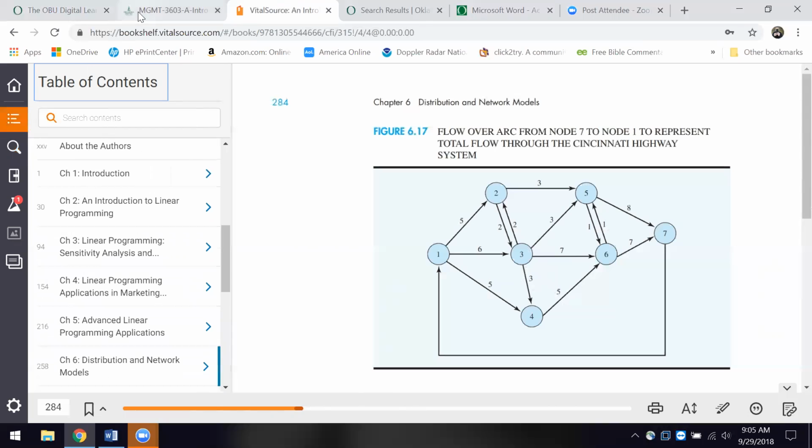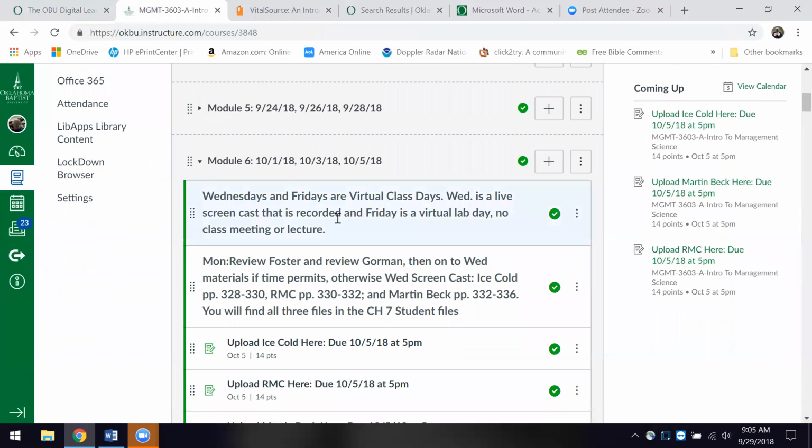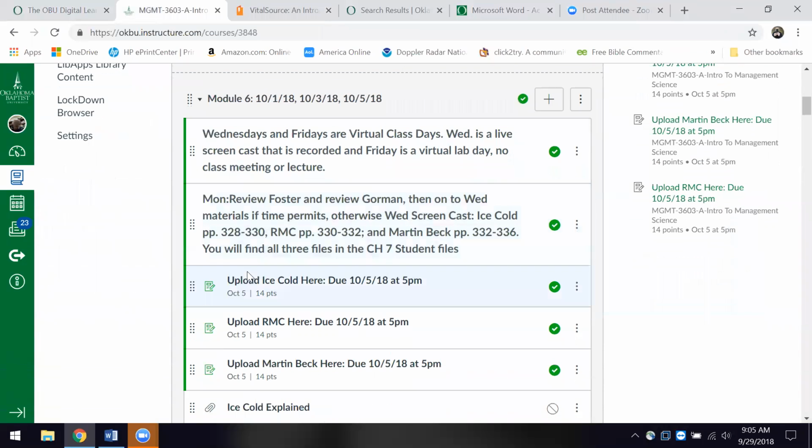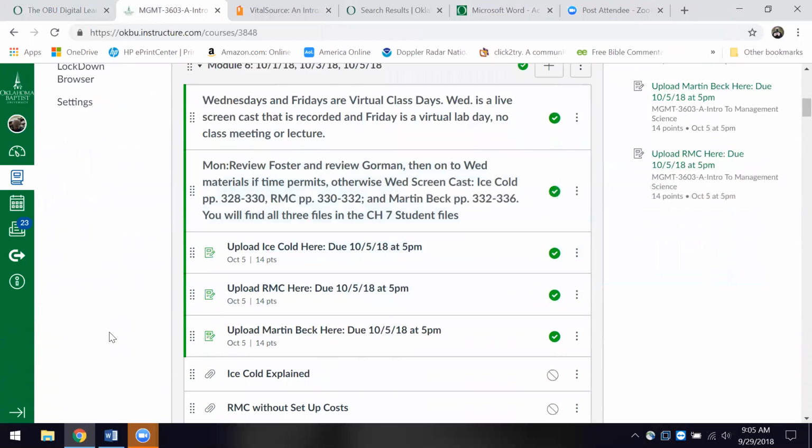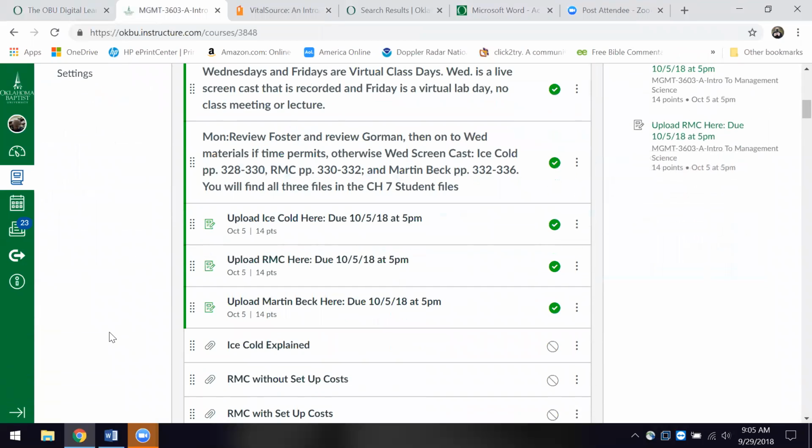All right, we're going to go back to the contents. And so we're going to move down. We've done this piece right here. Okay. We've reviewed Foster and Gorman. And we're going to look at some cases here that are going to take us in a little bit different direction. All right. You'll notice that I don't ask you to do any changes with the variable.